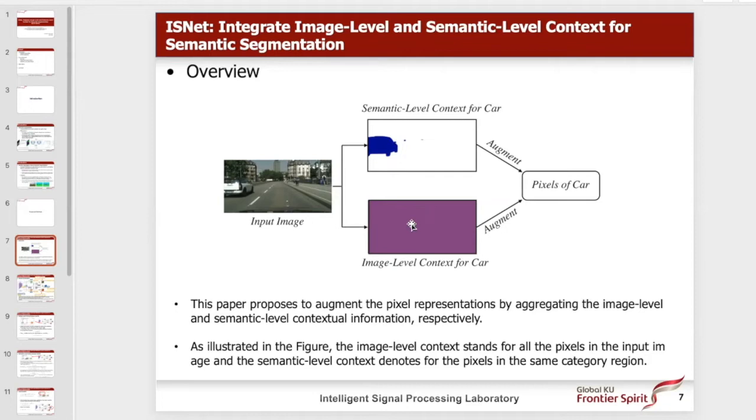The purple, the image level context means we consider all the categories in the image. We extract the representations from the whole image. However, the semantic level means we just calculate the contextual information in the car. Right. And the image level means all other elements outside of the car, the background?